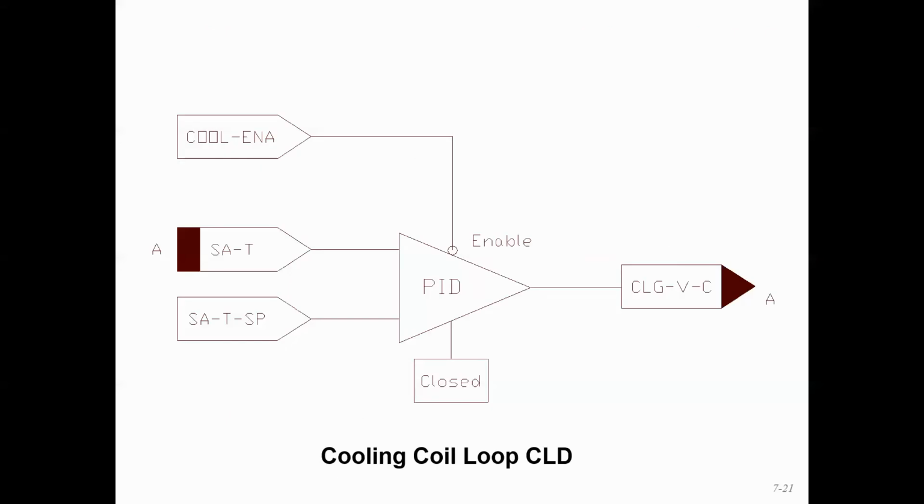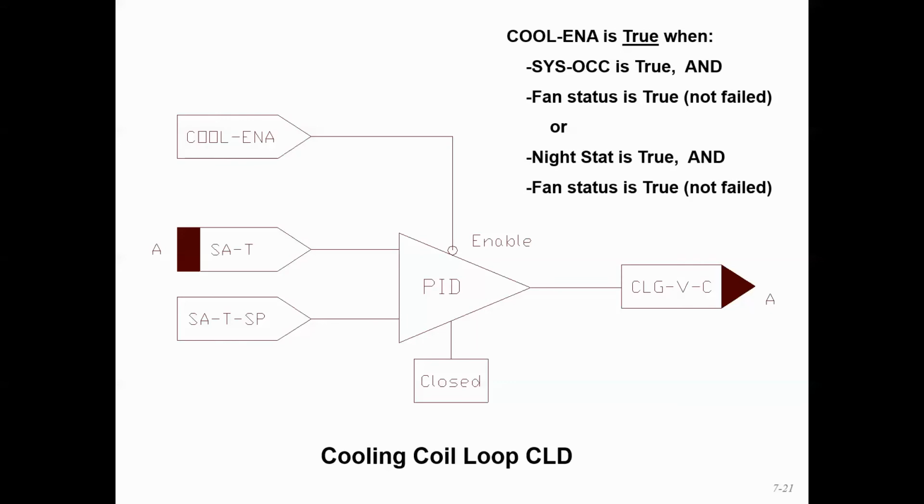Looks very similar to the preheat coil in terms of how you're comparing the set point to the actual input and how that passes a command off. The enable may be a little bit different, but it's going to be important to make sure that we're not having unnecessary simultaneous heating and cooling, and we have different enables between, say, our preheat valve and our cooling valve.